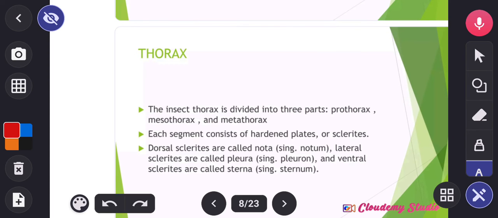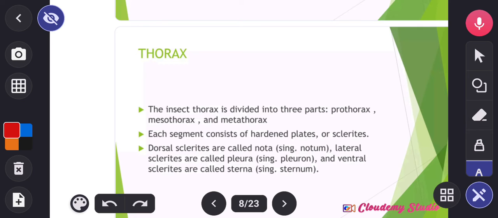Now from antennae, let us move to the thorax. Remember that the body of an insect is segmented into three parts, which are the head, the thorax, and the abdomen. Those are the three parts into which it is separated. We have mentioned the head. Now to the thorax. The insect thorax is divided into three parts: the prothorax, mesothorax, and metathorax.